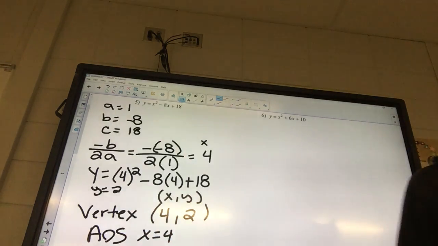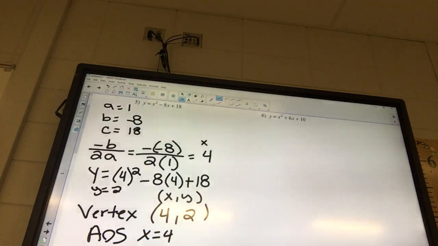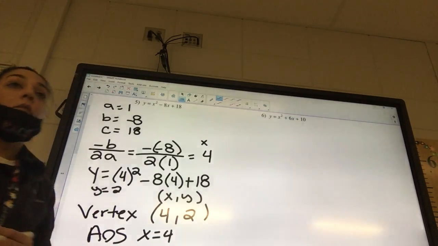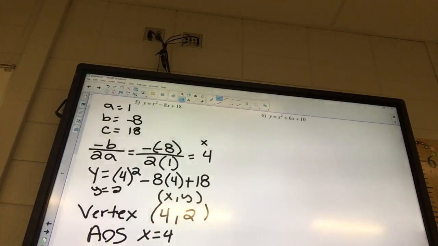The reason we put x equals is because when you say x equals, that means an actual line. If you just put axis of symmetry 4, for what? I think you get it now. You have to figure out what those numbers are, add them up, and replace that number for all the x's, and once you do that equation, then you have the vertex and axis of symmetry.